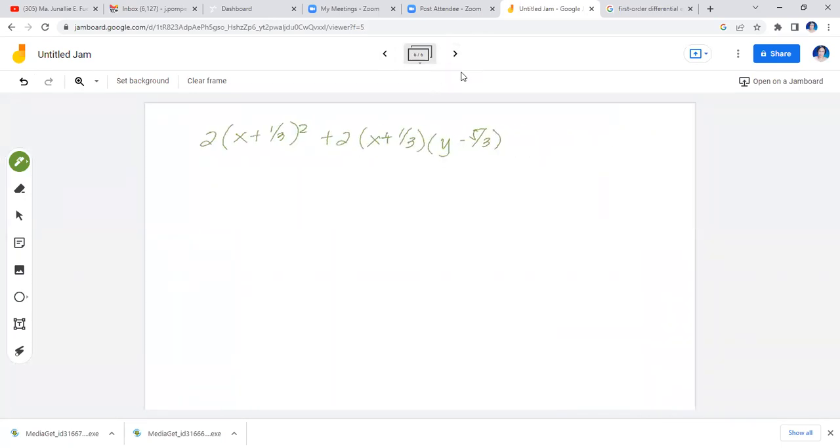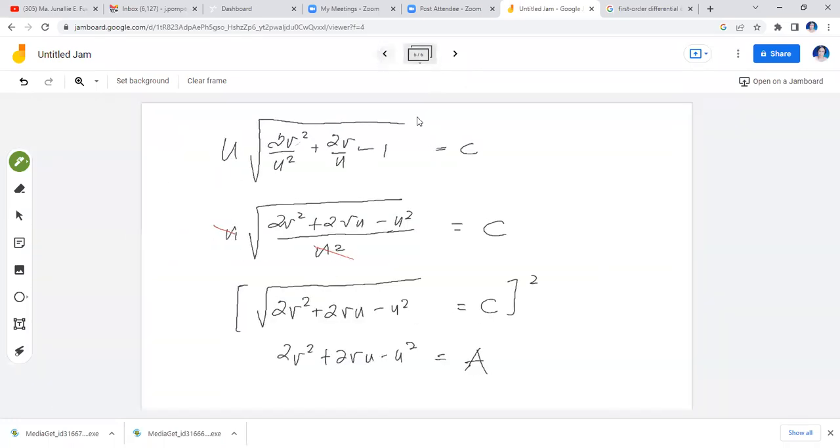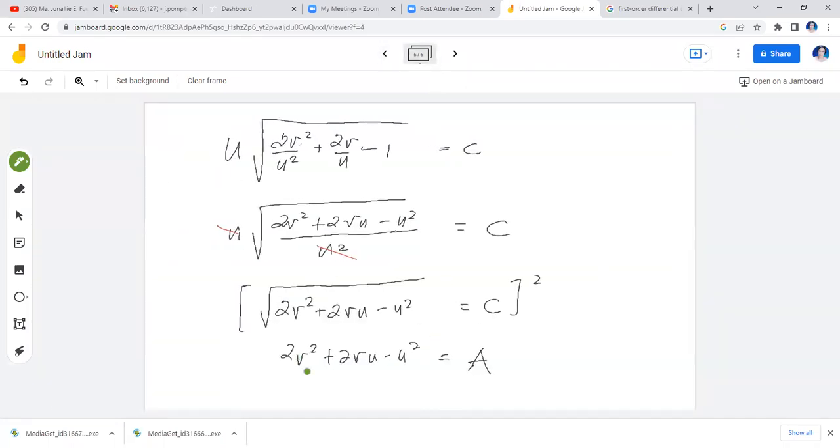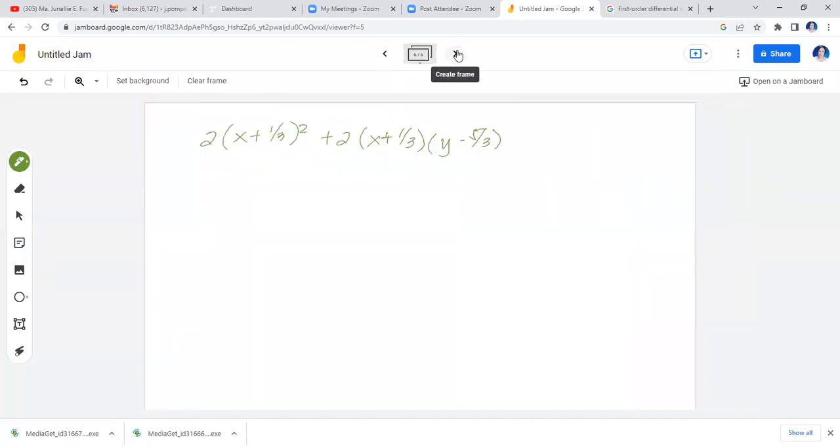Then what do we have there? 2v squared plus 2vu minus u squared, so minus y minus 5/3 squared equal to c. Now this is your solution to that first order differential equation with constant coefficients.